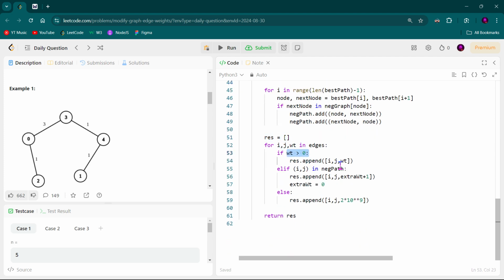Then I'm doing the result. If the weight is greater than 0 in the starting, I'm using the edge as it is. If the edge is in my negative path, then I'm going to use extra weight plus 1, and then mark extra weight as 0, so that I can't fill the next edges that I am getting; the extra weight should always be 0. Else, any edges that are of no use, I mark them with the highest weight and enter them in the result.